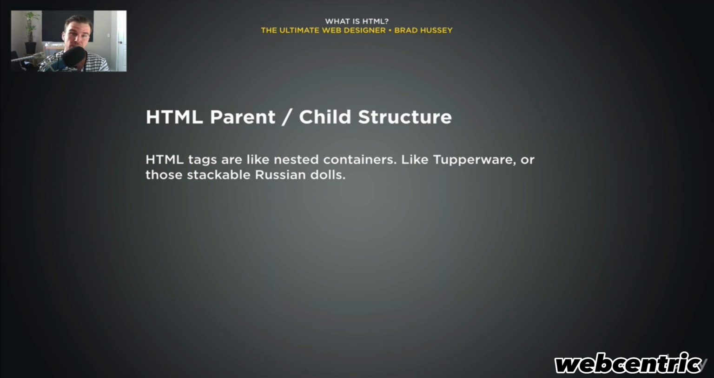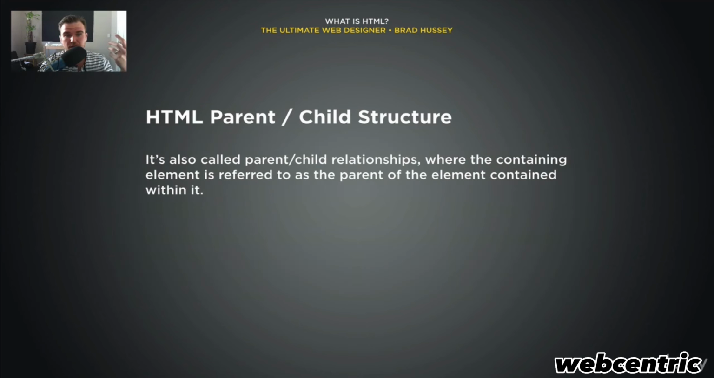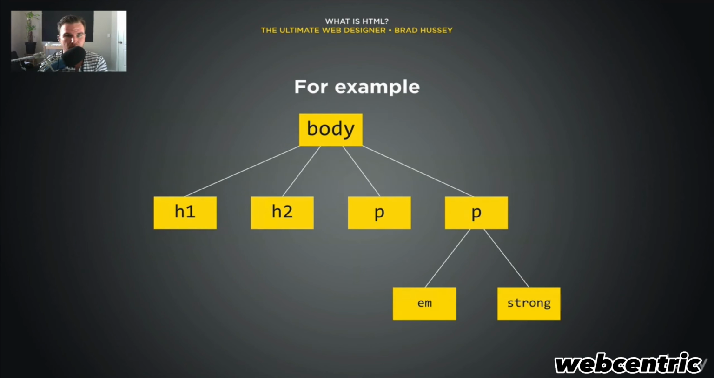HTML tags are like nested containers. So think of it like Tupperware or those stackable Russian dolls that fit within one another. The relationship between the HTML elements are called parent and child relationships, where the containing element is referred to as the parent of the element within it. So, for example, think of it like a family tree, because that's exactly what it's like.